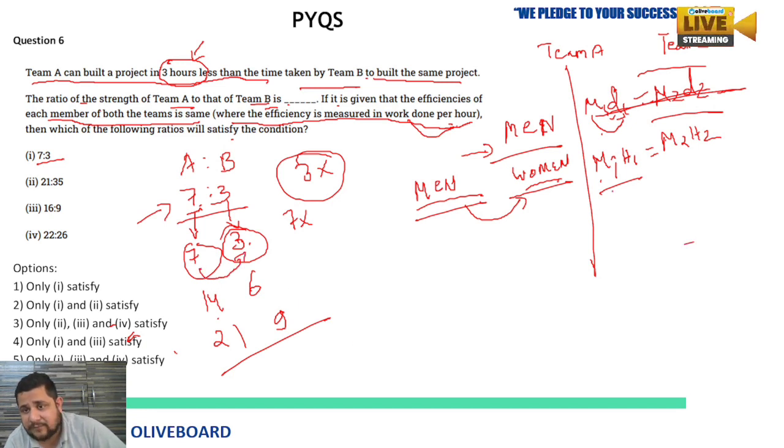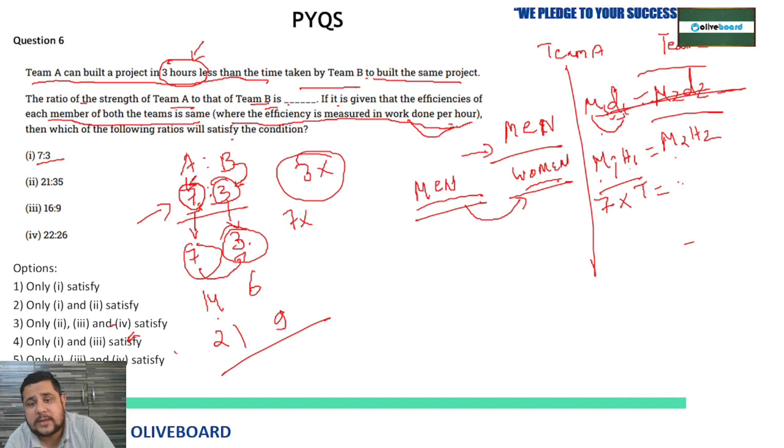See, M1 H1, here the ratio is 7 is to 3. So just assume that the number of persons from team A is 7 and from team B is 3. Because it is not given, we are taking the minimum condition. M1 is 7, multiply H1, the time taken by A. So time taken by A is T, we are assuming. Now M2 is 3, multiply H2, the time taken by B. B is taking 3 hours more than A, so T plus 3.